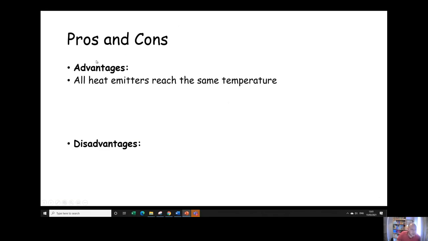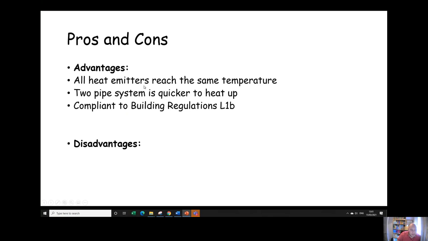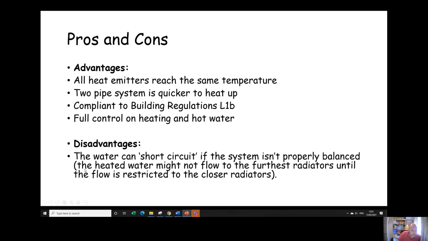So the pros and cons: the heat emitters will be the same temperature, which is different than obviously with the one pipe system. They're much quicker to heat up. We're compliant with building regs, Part L1A and L1B. And it will also give you potentially full control of heating and hot water. The only disadvantage I could think of really is if the system isn't properly balanced, the water can kind of short circuit, can go to the closest radiators first and travel through them. But other than that, it's all good.